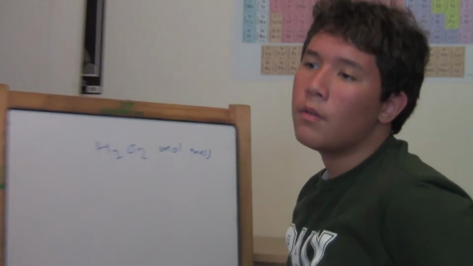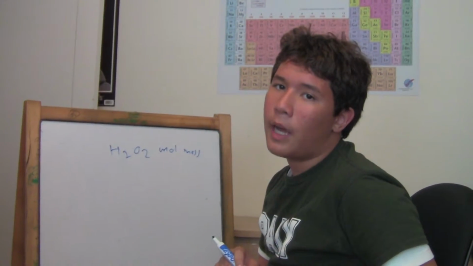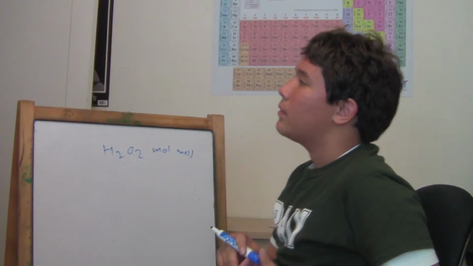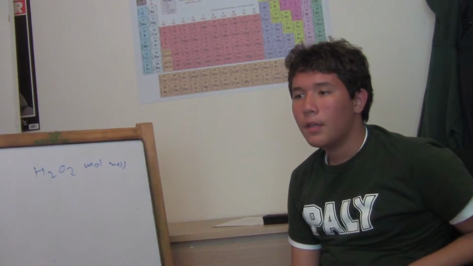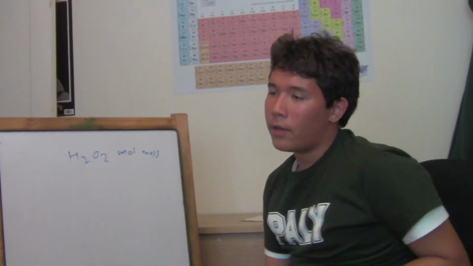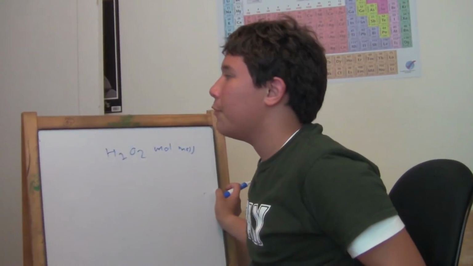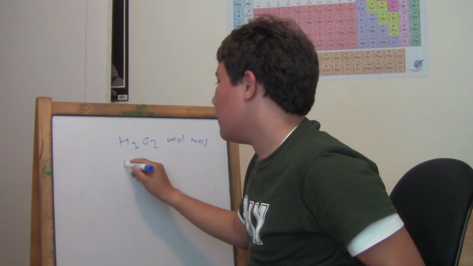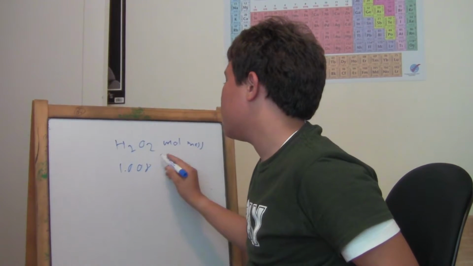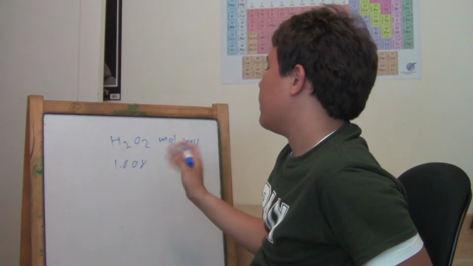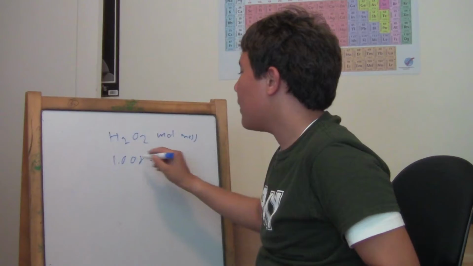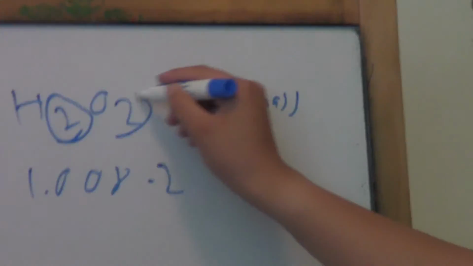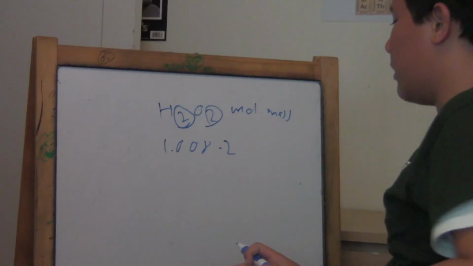And well, remember how earlier I mentioned that their atomic mass equates to 1 mole of them. Well, in calculating their molar mass, we use that here. So in calculating this, 1.008 is the atomic mass of hydrogen, and we multiply it by 2 because there are 2 of them. The subscript represents how many atoms are in the equation.